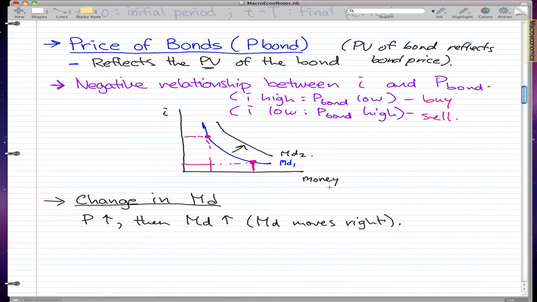And what you can guess here is you need more money to enjoy the quality of life that you're having. Everything is more expensive now when the price rose. So when the price rose, we need more money to enjoy the same quality of life that we had with less money. So that is what increases the money demand.